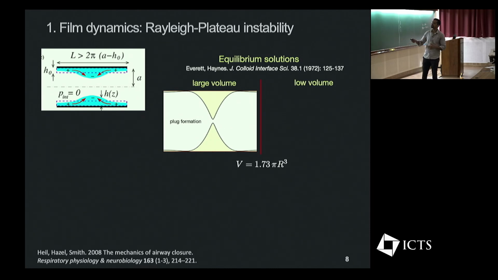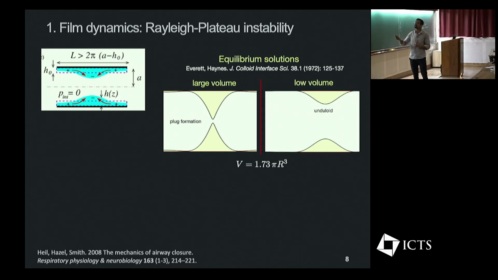And there's a critical cutoff beyond which these solutions no longer exist. But if you're below that cutoff, you do get stable solutions, which have been called anduloids. They're like humps, but remember they're annular because you're looking at a tube. So it's like a collar of liquid, which is now stable.